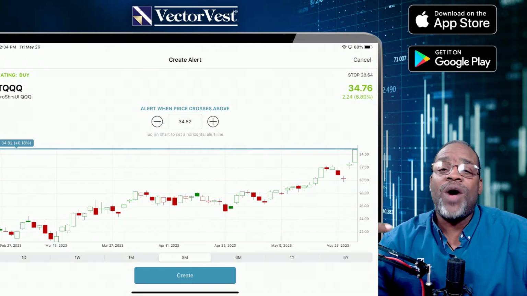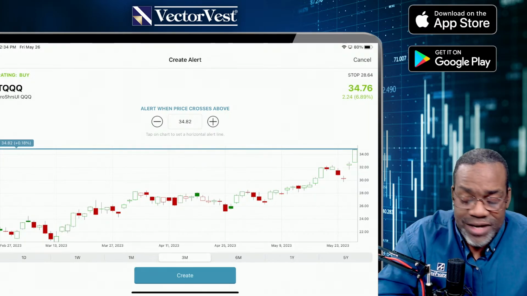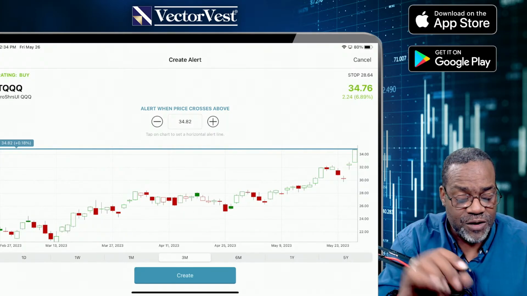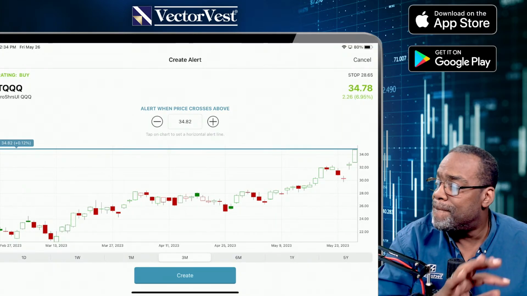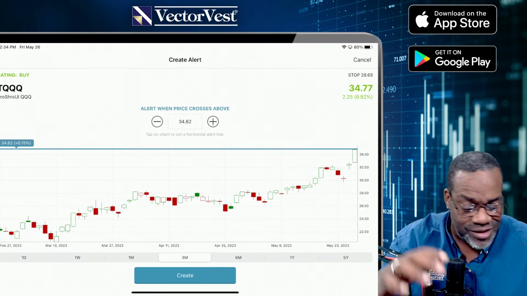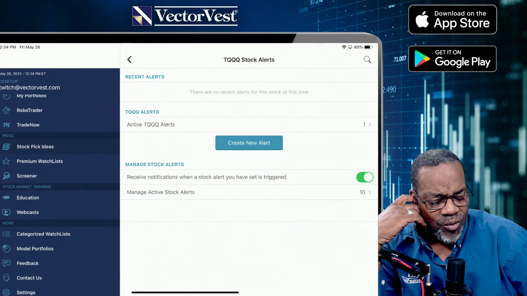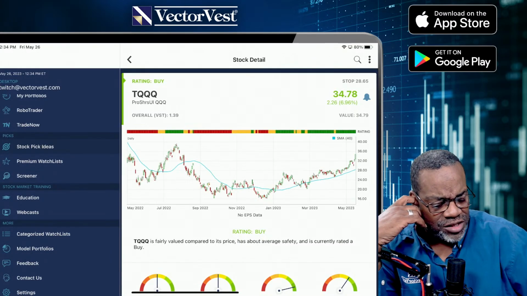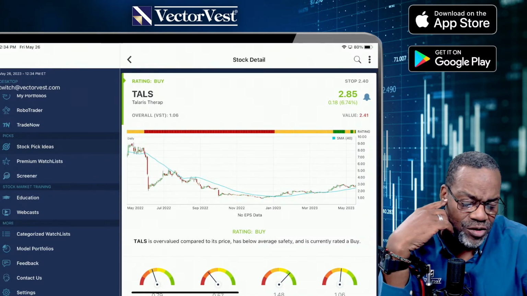So that's why those alerts were coming in as crossing below. You need to make sure that when you're setting the alert, it says alert when price crosses above. All right, above. And that's okay. There we go. TQQQ, create. I was starting to get anxious about that. I was like, why is that going on? Now I know.